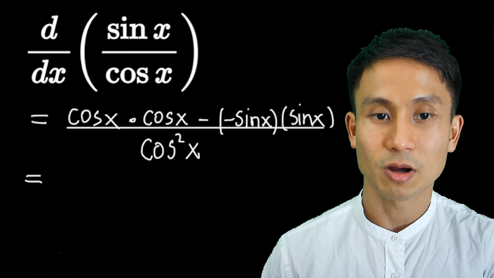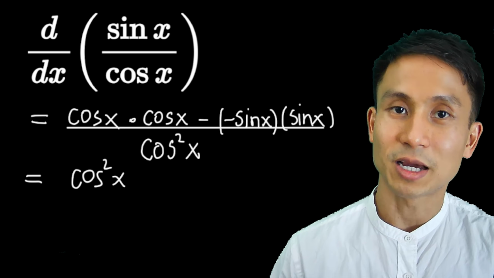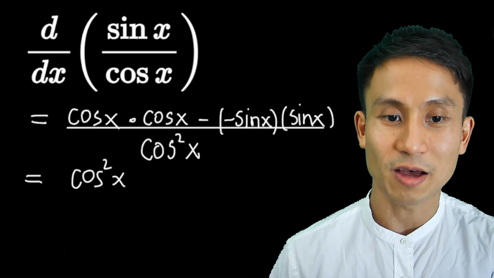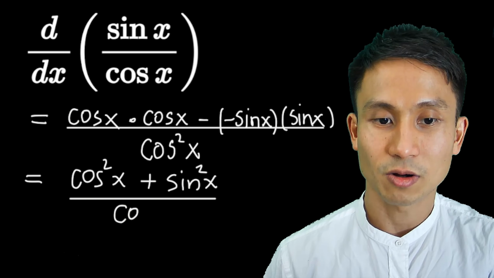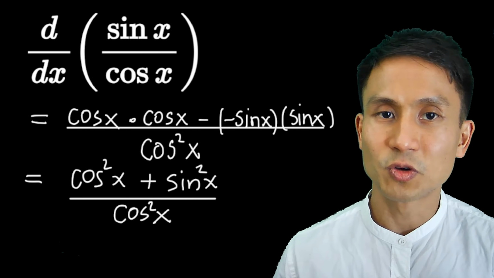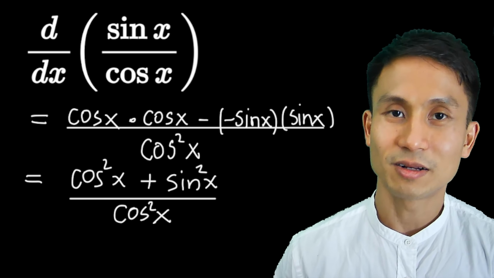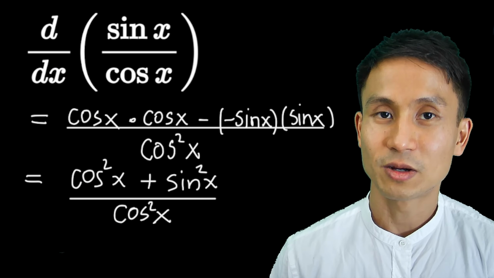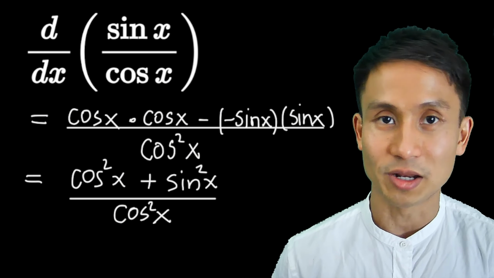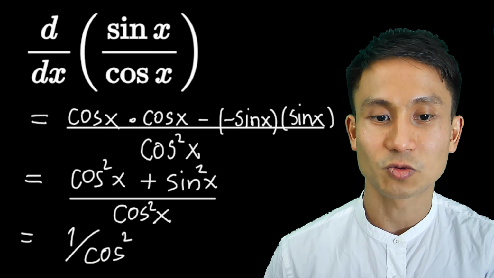Simplifying the top bit, cos times cos, we get a cos squared x. Minus times minus here becomes a plus. Sine times sine, we have a plus sine squared x, again all divided by cos squared x. Those of you who are already familiar with the trig identities, you can see clearly that the top part here is one of them. Sine squared x plus cos squared x would give you the identity of 1. So here we can rewrite as 1 divided by cos squared x.